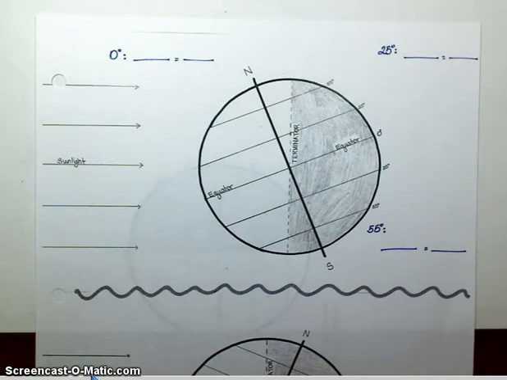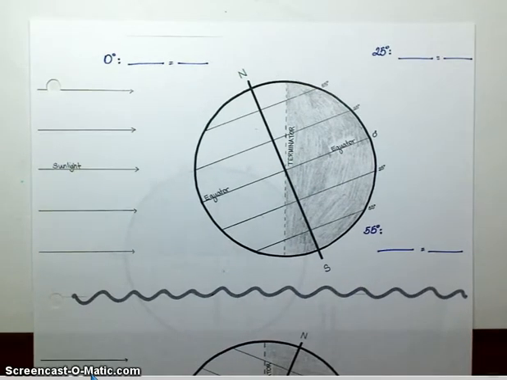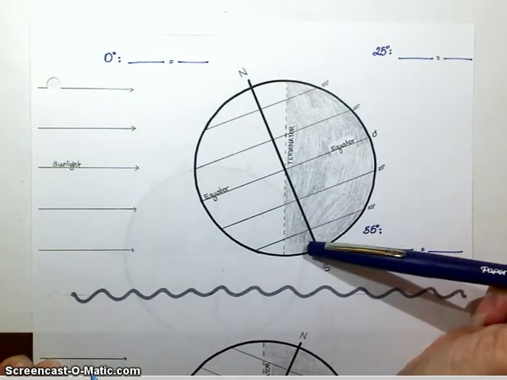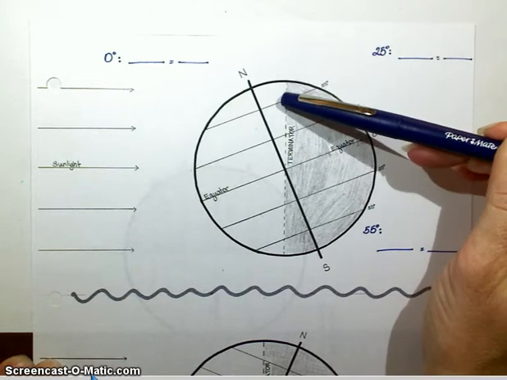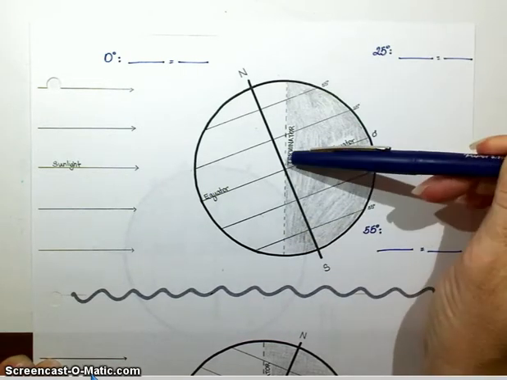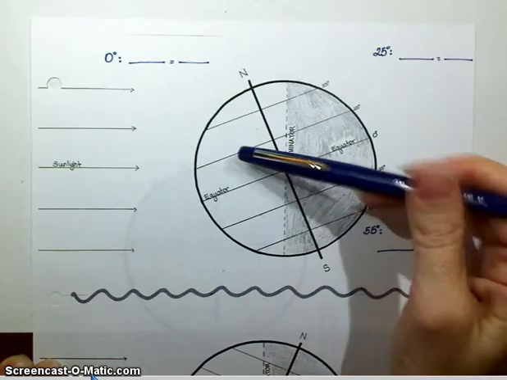Okay, so we're looking at calculating the number of daylight hours using the illustration that we've got here. Now, notice, guys, this solid line represents what? The axis of rotation. Very good. This dashed line is the terminator. Tell me again what the terminator is. It's the boundary line between day and night.